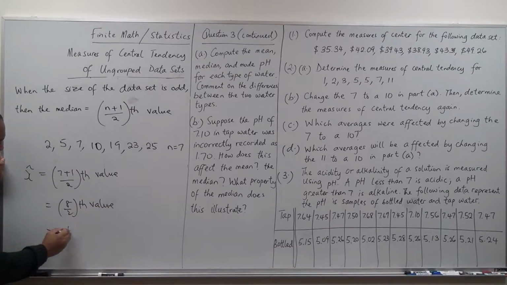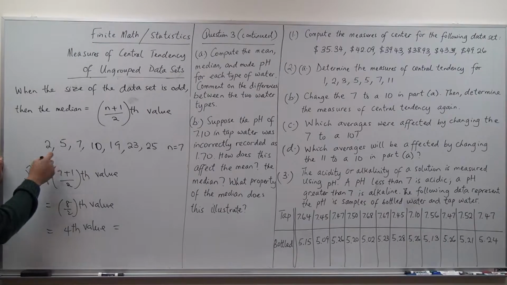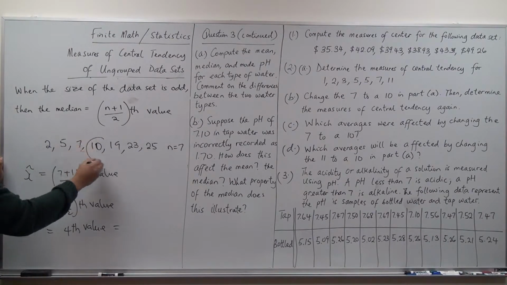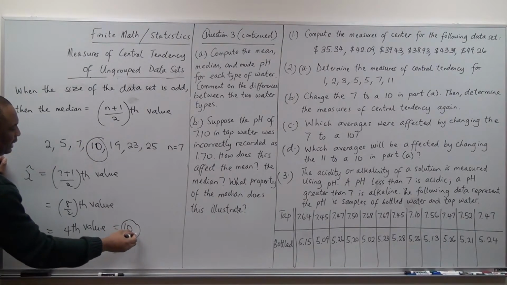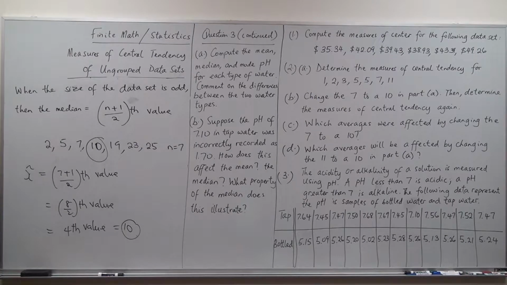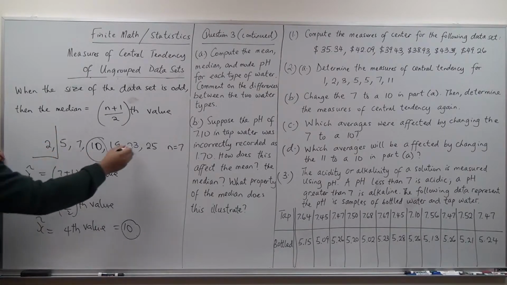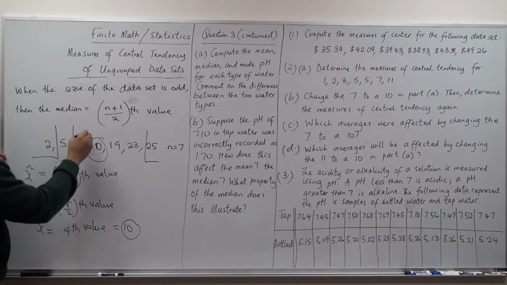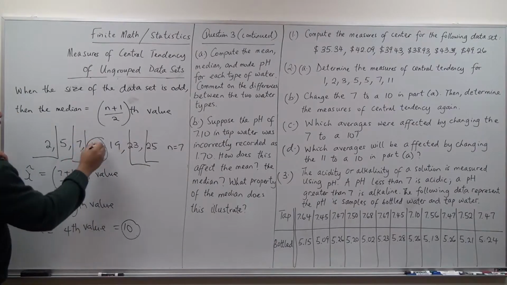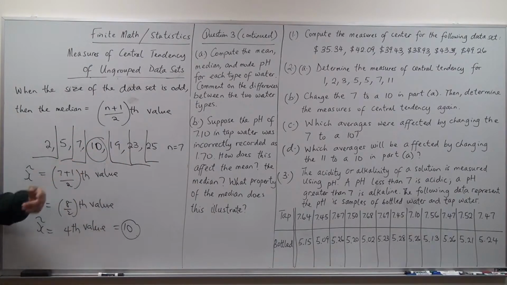And this is the fourth value. The fourth value is 1, 2, 3, 4. The fourth value is 10. So the median is 10. The median is 10. Some people will come and count 1 off, 1 off, this off, this off, and the remaining is 10.